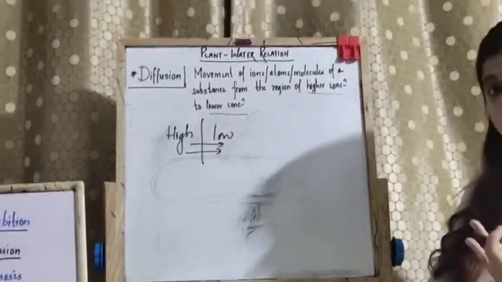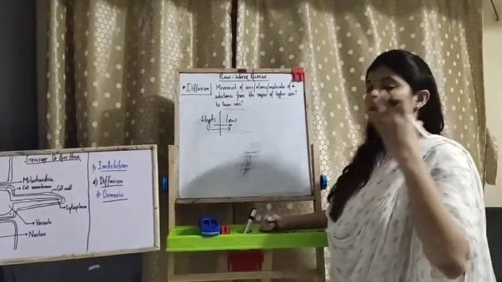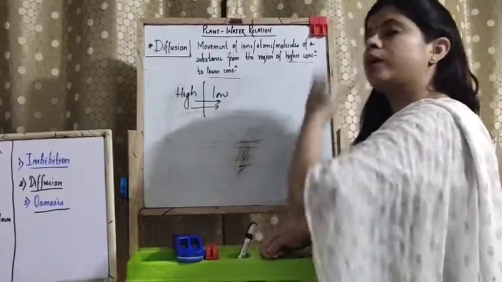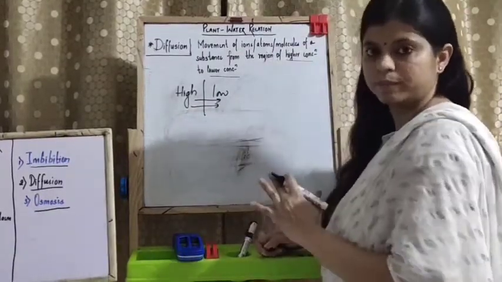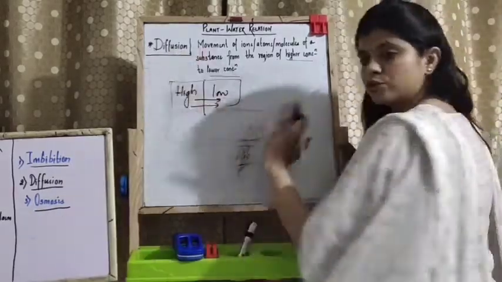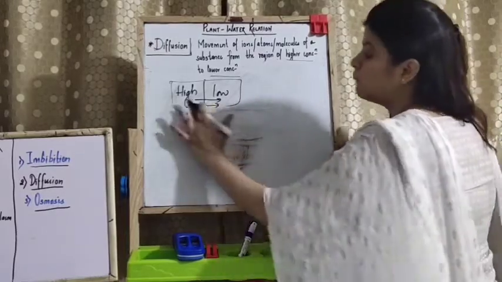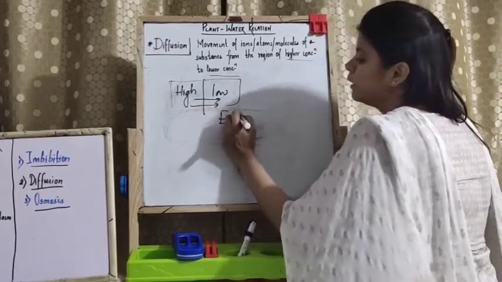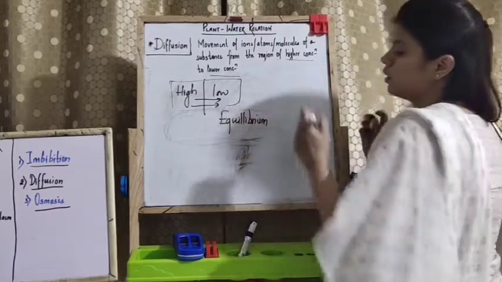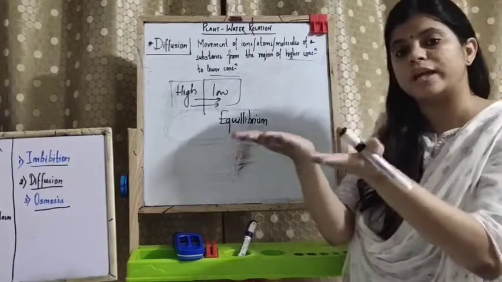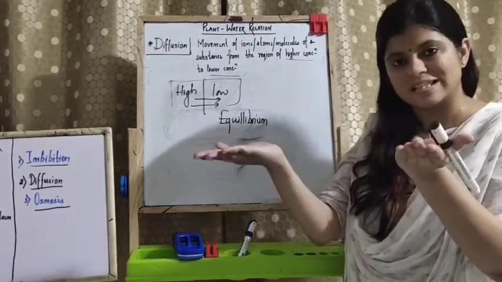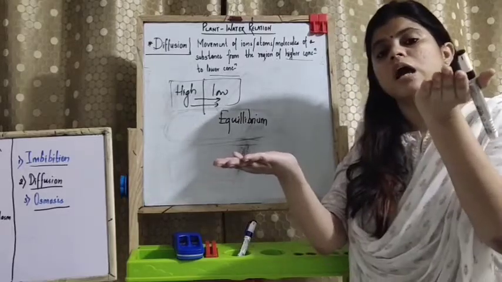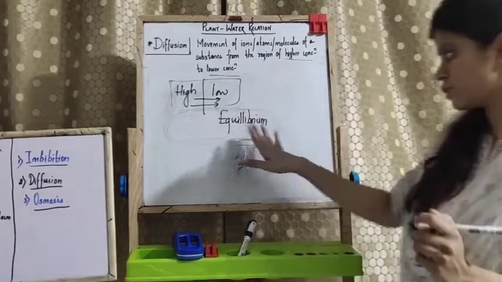Now, for how much time will this movement from high to low take? Will it be continuous, or will it stop somewhere? As we know, diffusion means movement from high to low, but the process will continue until an equilibrium is reached. What is meant by equilibrium? Equilibrium means the concentration becomes equal on both sides. So the substance will move from high concentration to low concentration until equilibrium is reached.